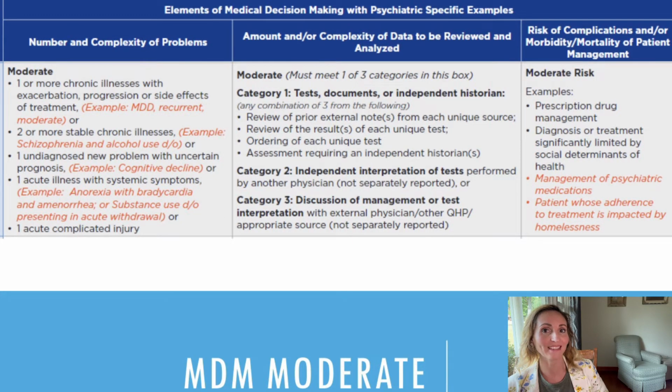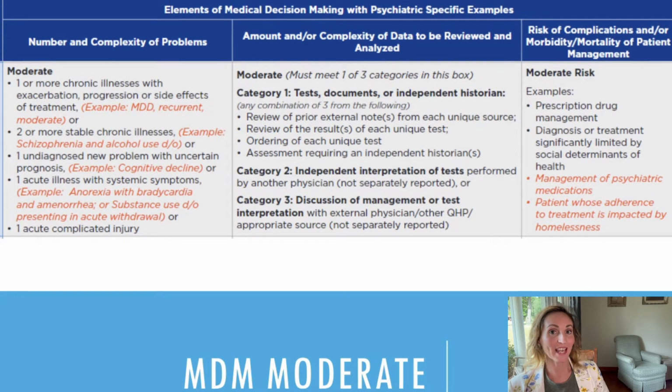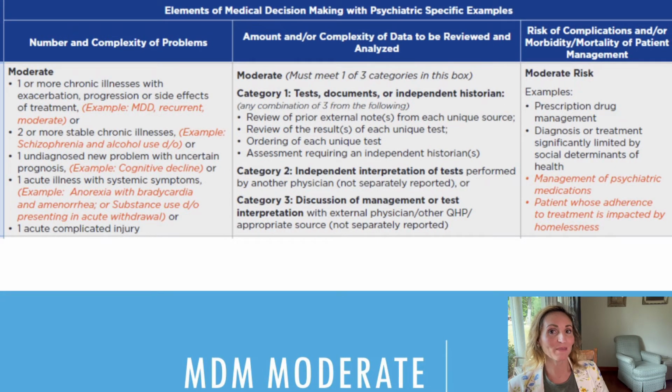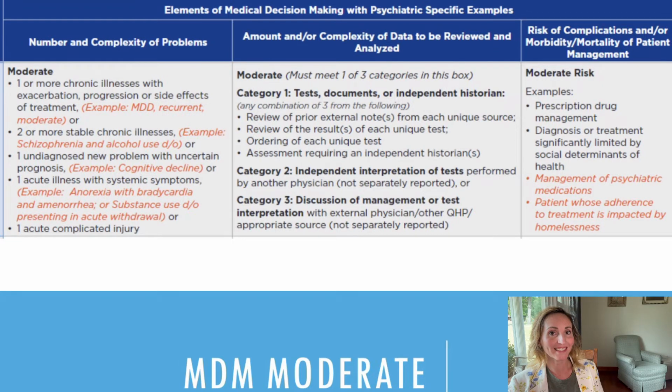long as it's documented. An example of a moderate level would be if a patient has 2 or more stable chronic conditions and you provide prescription drug management. You must document what the prescriptions are that you manage or any prescriptions that you made changes to. One or more chronic illnesses with exacerbation, progression, or side effects from treatment would be major depressive disorder, recurrent, moderate.